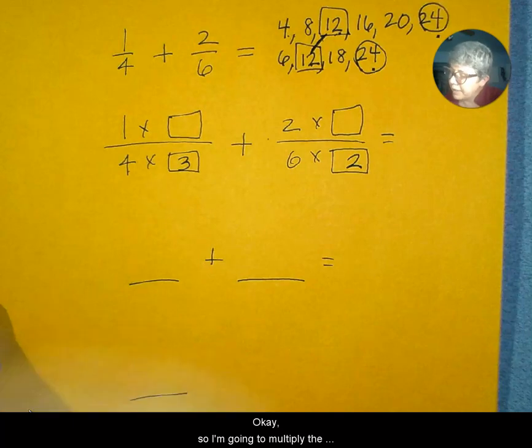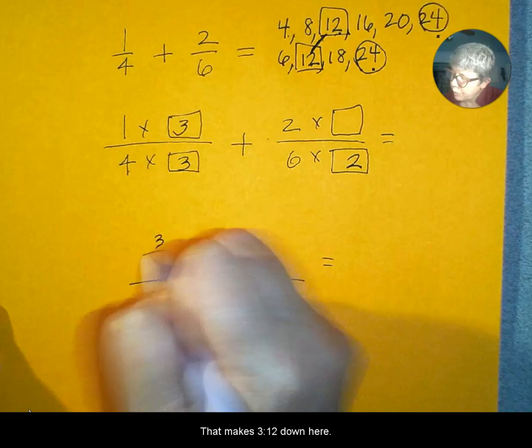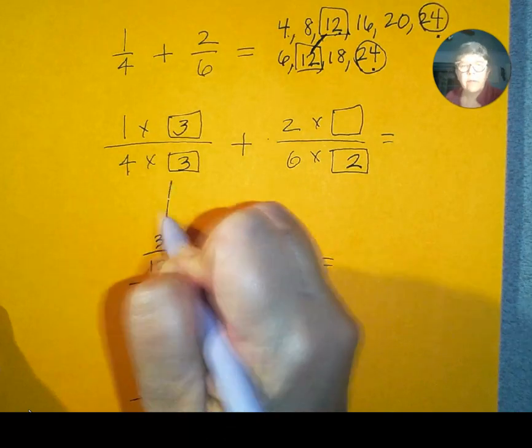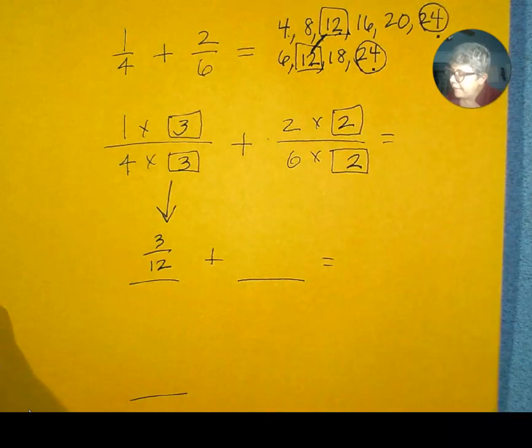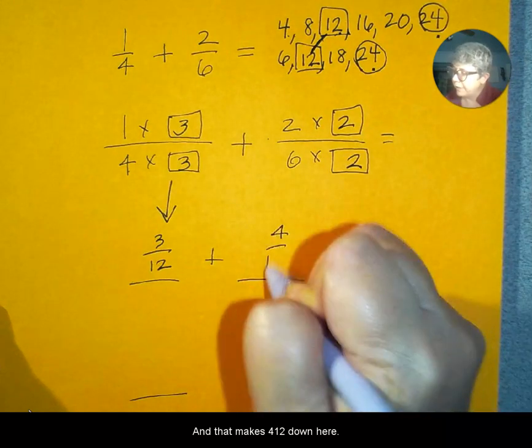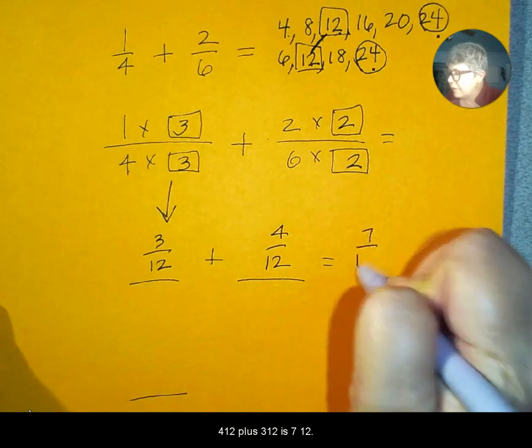Okay, so I'm going to multiply the top and the bottom by the same number. That makes 3/12 down here. And then I'm going to multiply the top and the bottom by the same number. And that makes 4/12 down here. 4/12 plus 3/12 is 7/12.